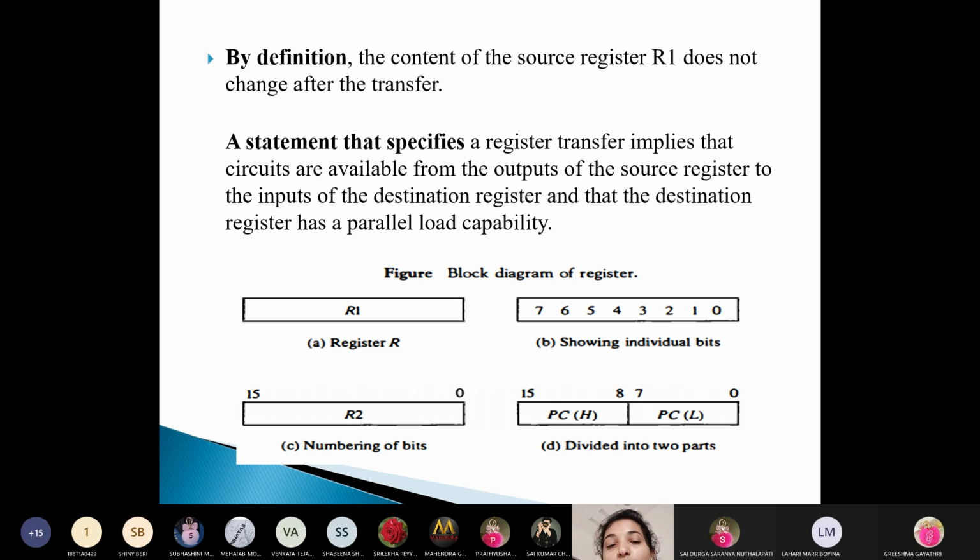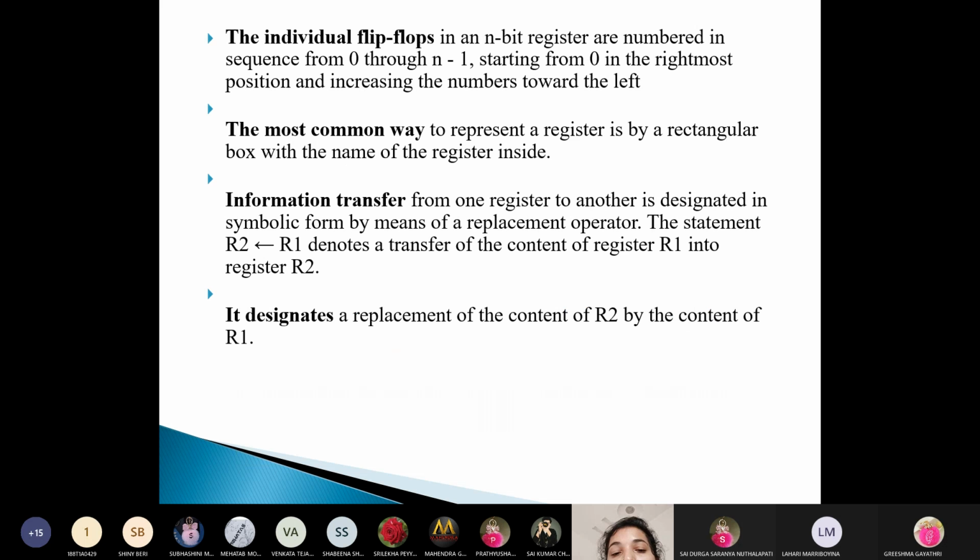So I'm showing a small example. So how are we representing this? This is the information transfer. In this information transfer, we have a symbolic form: R2 ← R1. This denotes what? The content of the register R1 is being transferred into R2. So R2 is the storage.